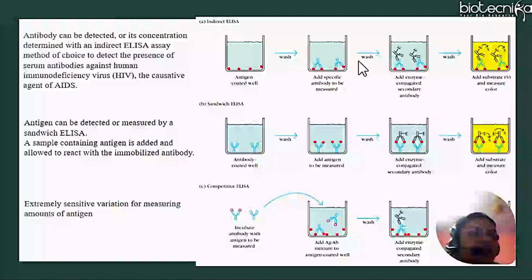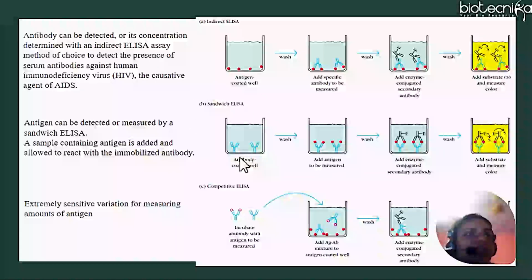You wash off anything excess, and then we add a secondary antibody which is conjugated with an enzyme. Now remember, the secondary antibody which is conjugated with an enzyme is very, very specific towards your primary antibody, and in turn your primary antibody is very specific towards the antigen. So the moment you add a substrate, it gets acted upon by the enzyme and gets converted into a colored product. You just have to take the OD. The more the color, the more is your sample present, or the more is the antigen or antibody present in your sample. The third is known as sandwich ELISA.